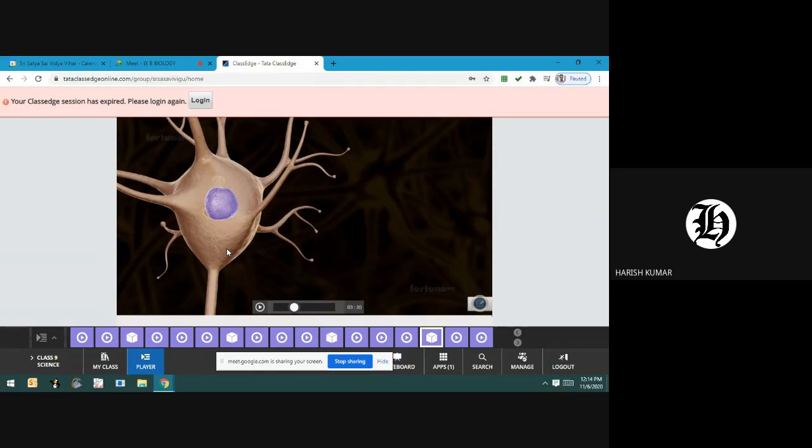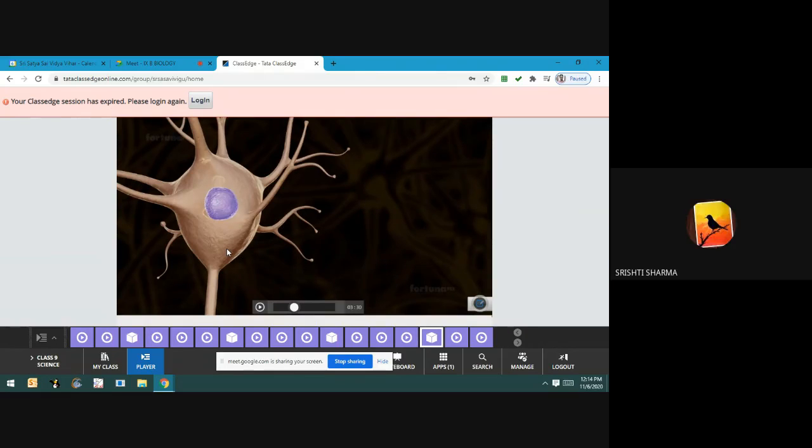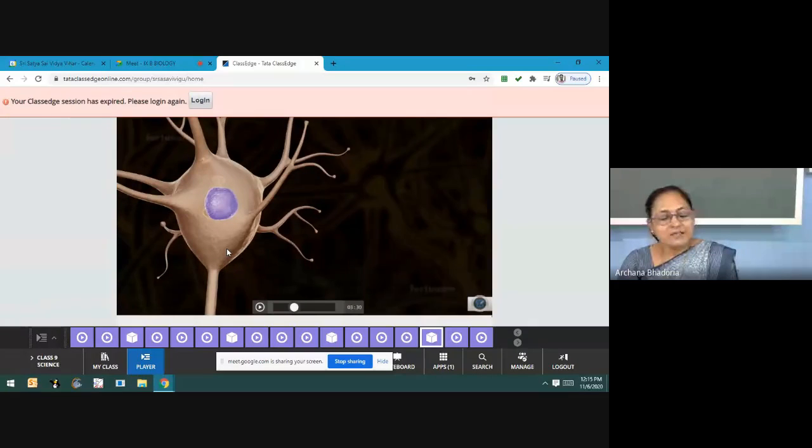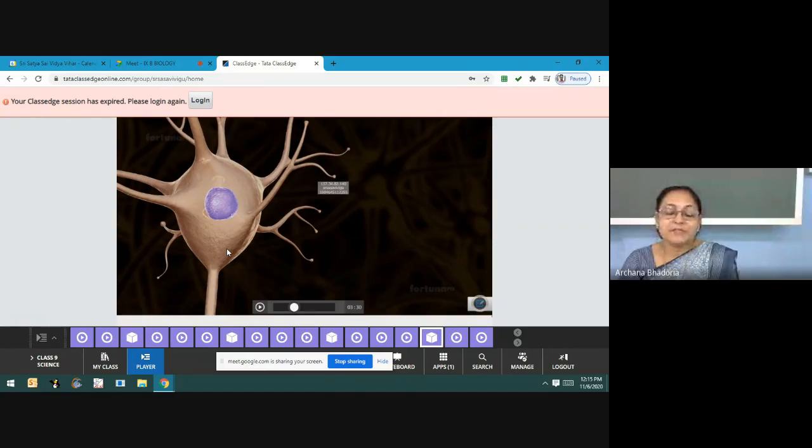Ma'am, cytoplasm and dense cytoplasm, are they the same? You can write dense cytoplasm, no problem. See, simply if you write cytoplasm, that will also do. Now we are further describing what kind of cytoplasm it is, so it is dense cytoplasm. Is it clear? Yes. So it means a good amount of the cytoplasm is present.